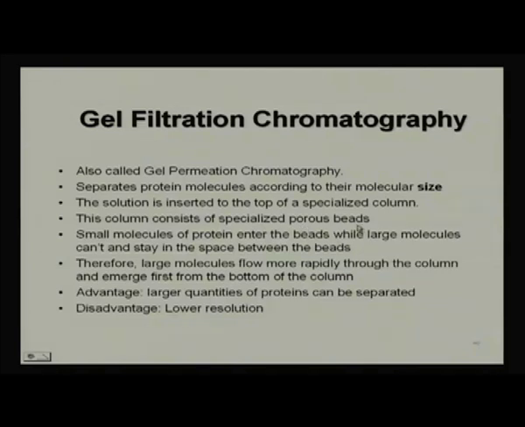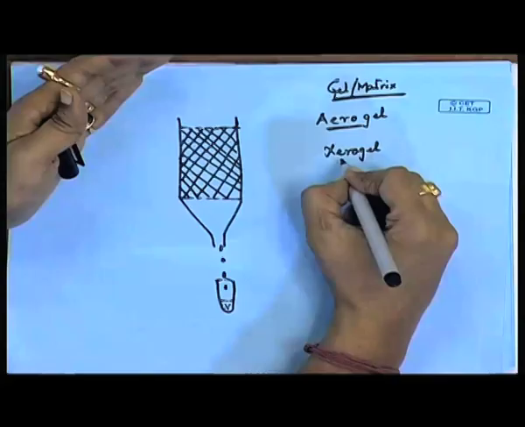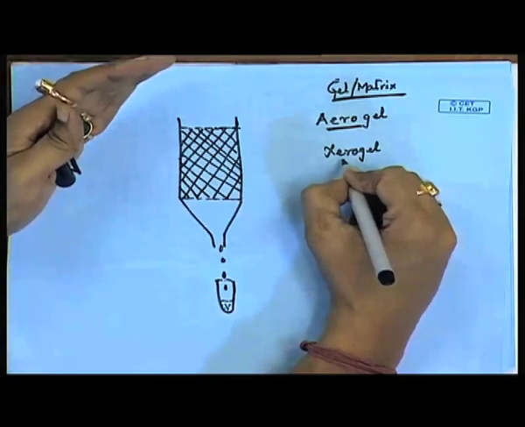Yesterday I told you that the gel, the matrix molecule which we pack inside the column, is the stationary phase, and this matrix can be of two types. One is called aerogel, that is, it is present within the liquid phase. Another type of matrix molecule is called xerogel. Xerogel is the powdered form.